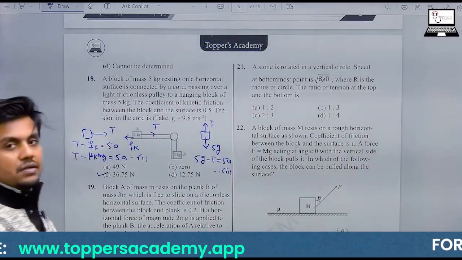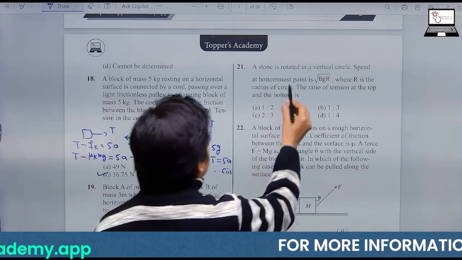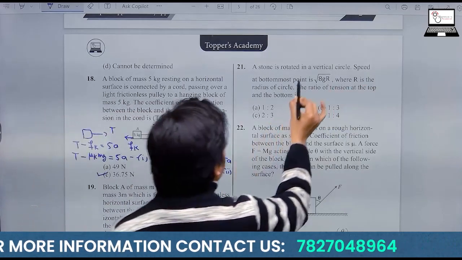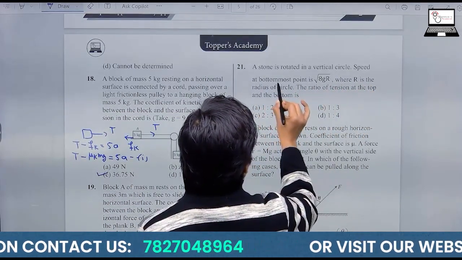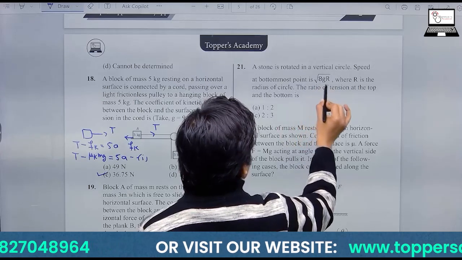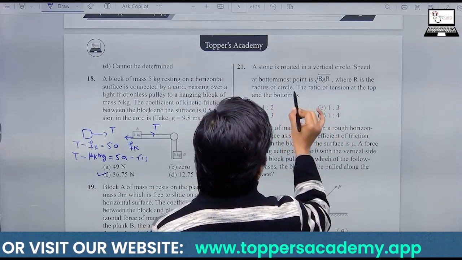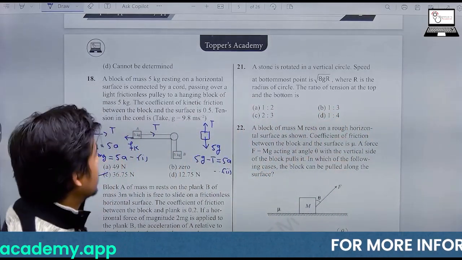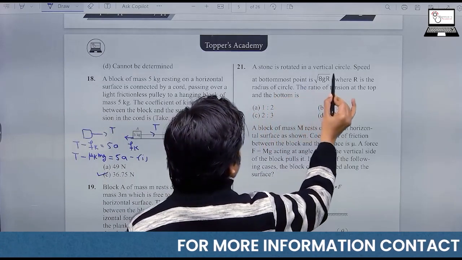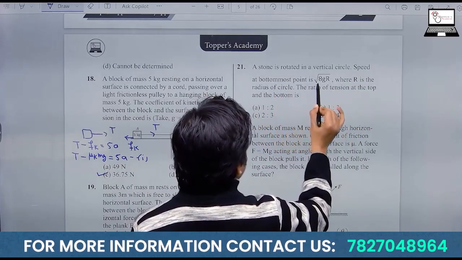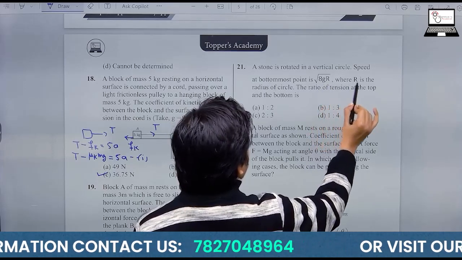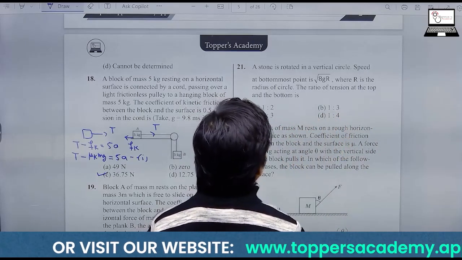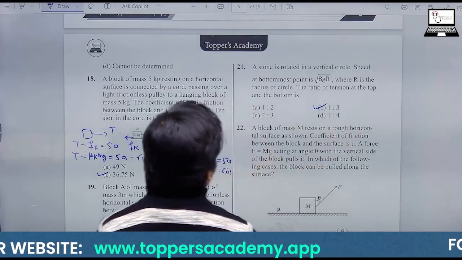Now, question number 21. A stone is rotated in a vertical circle. Speed at bottommost point is square root of 8gr, where r is the radius of circle. The ratio of tension at the top and the bottom is. So the correct answer for this is B.